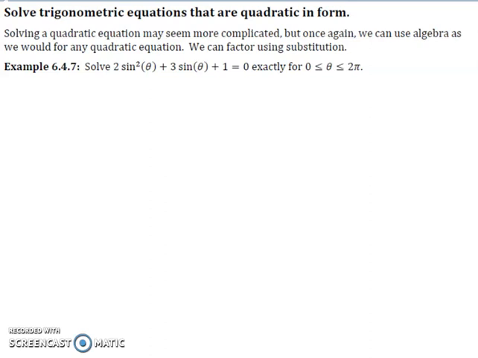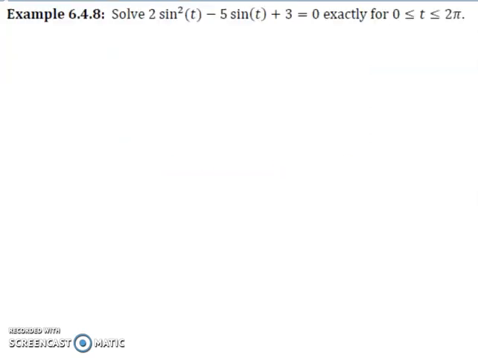In our last video we ended here where we practiced solving trig equations that have a quadratic form. Our first step was to substitute our sine function for a, just so that it's a little bit easier to see the quadratic form. So I had 2a squared plus 3a plus 1 is equal to 0, and then we factored and solved. What I'd like for you to do now is take a moment to pause the video and try example 648 on your own.